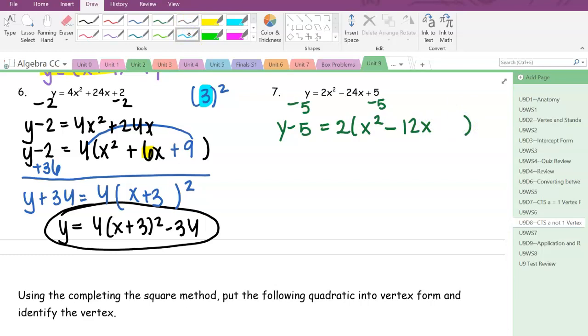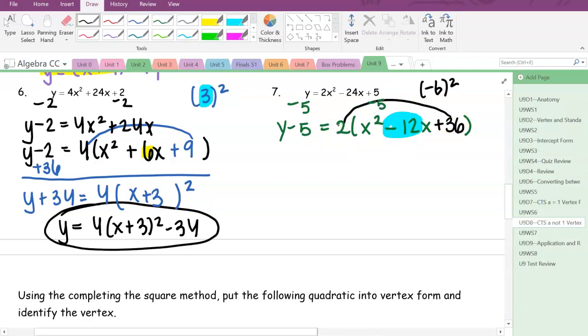Now we're ready to complete the square. Take your b value, divide it by 2, square it. That's going to be your plus 36. But be careful, you're not adding 36. You're adding 2 times 36. So this is a plus 72.